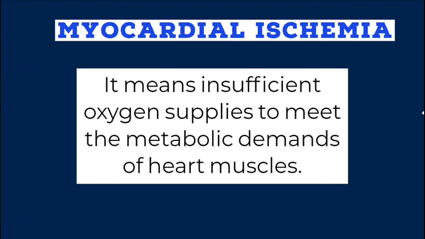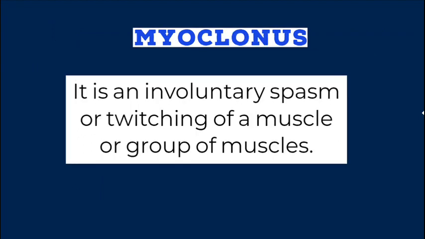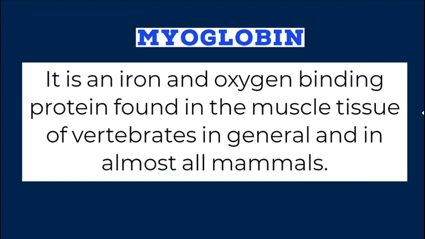Myocardial ischemia. It means insufficient oxygen supplies to meet the metabolic demands of heart muscles. Myocarditis. It is the inflammation of the muscles of the heart. Myoclonus. It is an involuntary spasm or twitching of a muscle or group of muscles. Myoglobin. It is an iron and oxygen binding protein found in the muscle tissue of vertebrates in general and in almost all mammals.